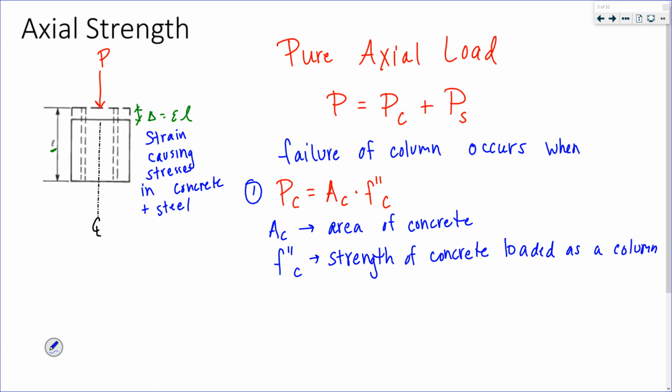F double prime C is equal to some factor K3 times F prime C. That's our usual compressive strength, right? F prime C. And K3 is equal to 0.85, based on published tests.